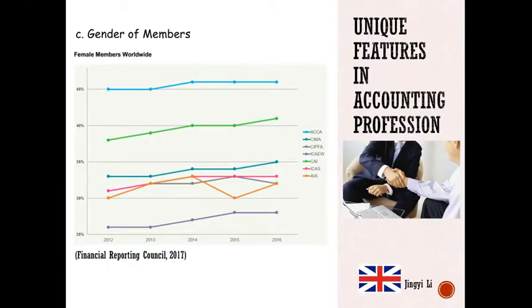Here is another chart from the Financial Reporting Council's report. The total percentage of female members has increased between 2012 and 2016. ACCA has the largest proportion of female members, which is 46%, and ICAEW has the lowest percentage of female members, which is 28%.